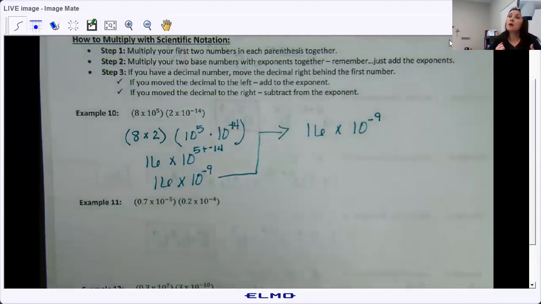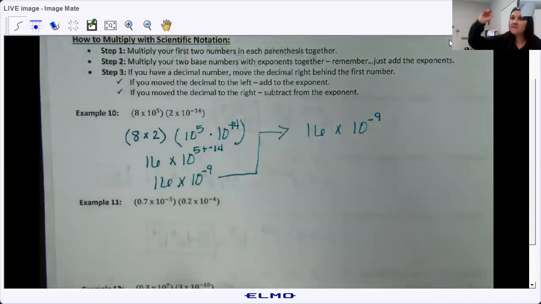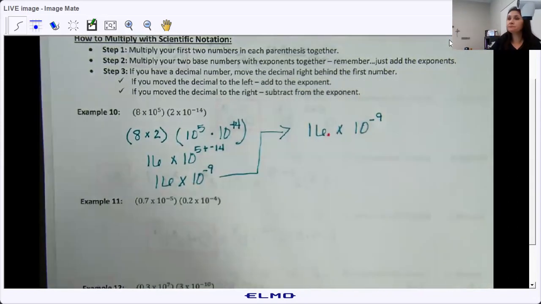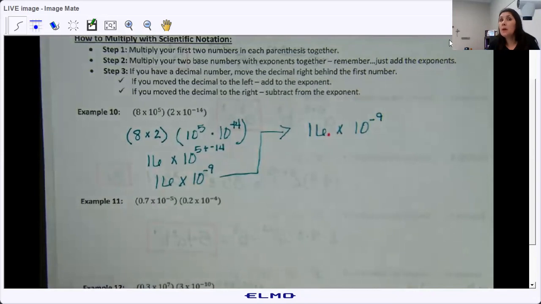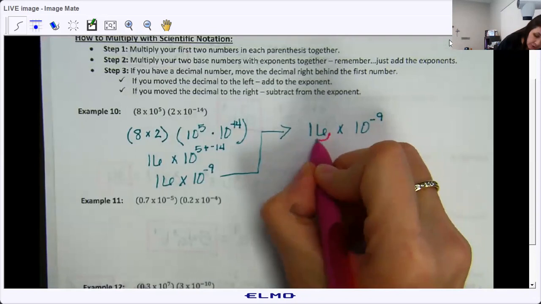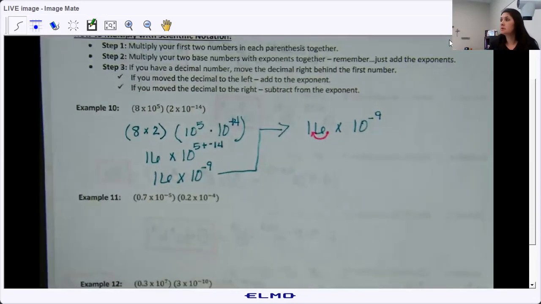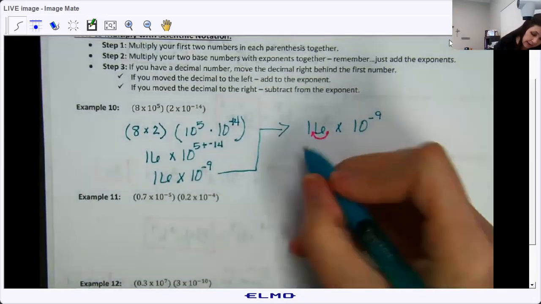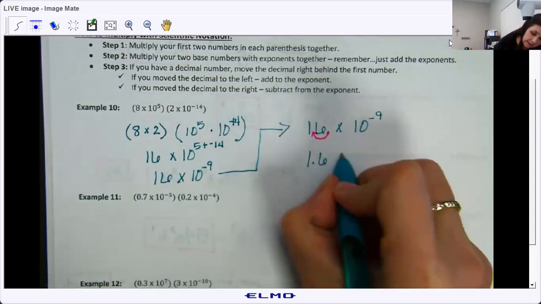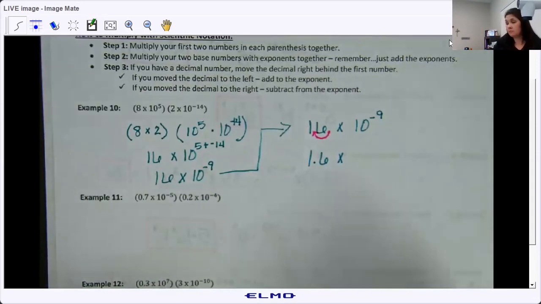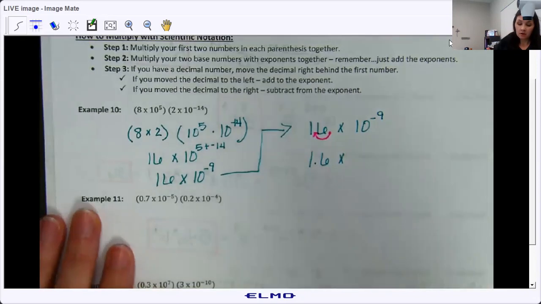So when you look at a whole number, we don't see a decimal there, right? When there is no decimal, we put it at the very end of the number. In this case, it's right here. However, we need it to move one place to the left so that we can write it properly as 1.6, because it's times 10.